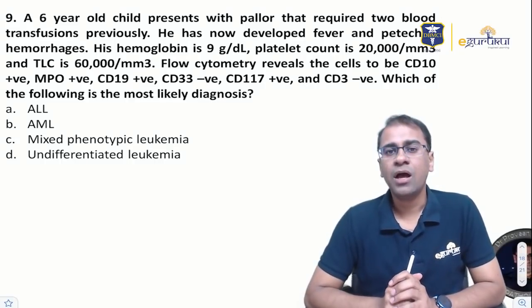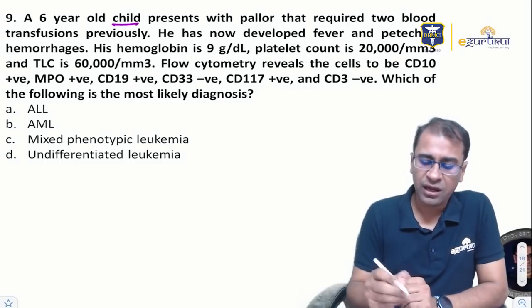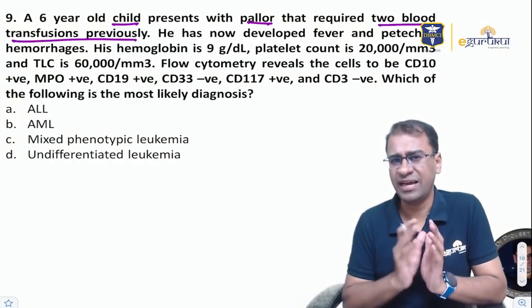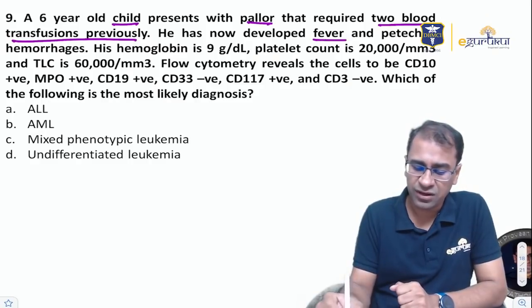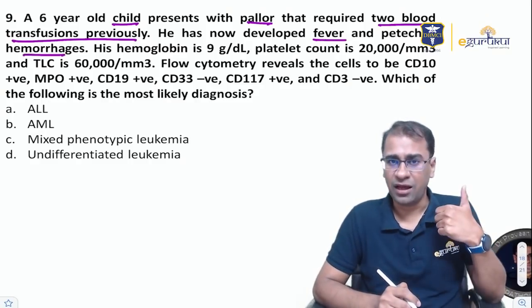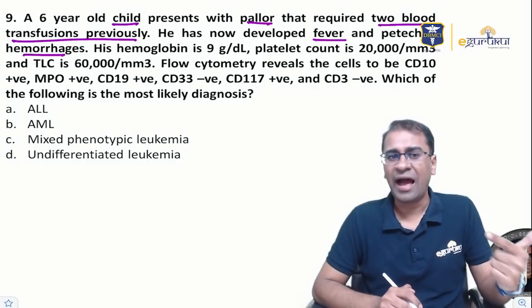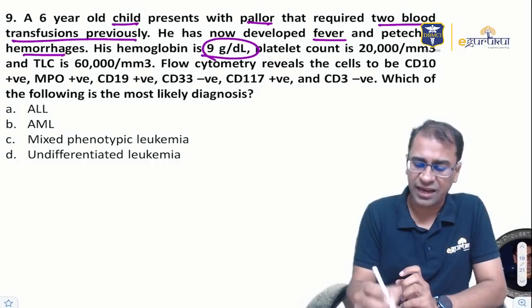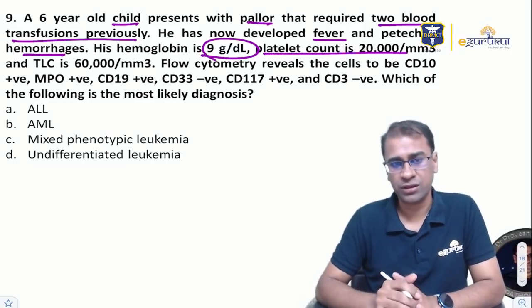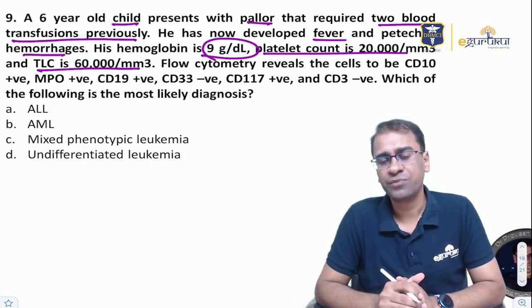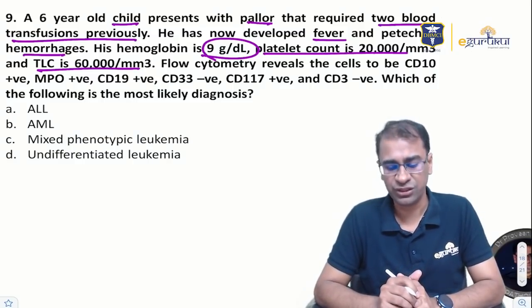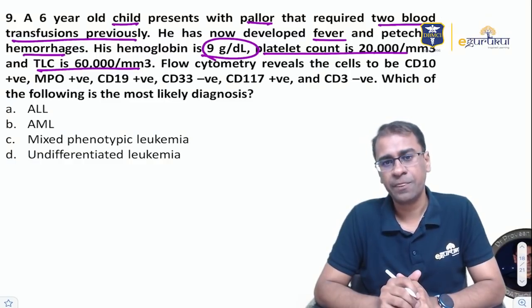Next question. A 6-year-old child has pallor and has required 2 blood transfusions previously. That means he has a severe amount of anemia. He has fever and hemorrhage also, and thrombocytopenia, which may be the cause of hemorrhage. His hemoglobin is 9 now, and platelet count is 20,000. A TLC of 60,000 is seen. Flow reveals CD10 positive, MPO positive, CD19 positive, and CD33 negative. CD117 is positive and CD3 is negative.